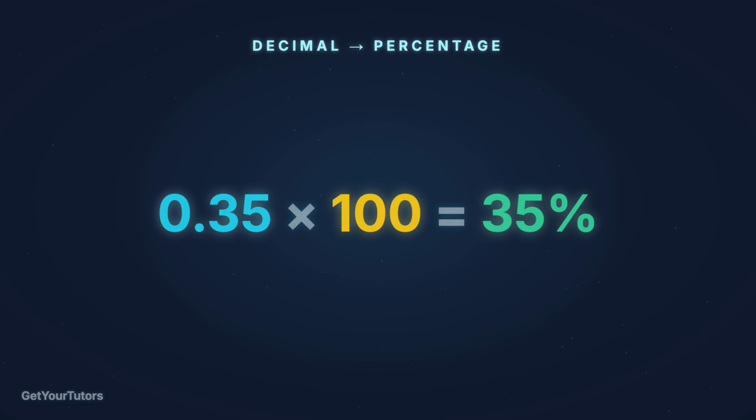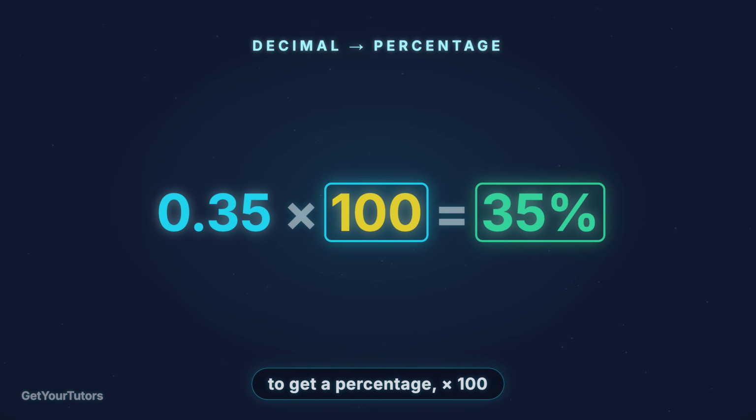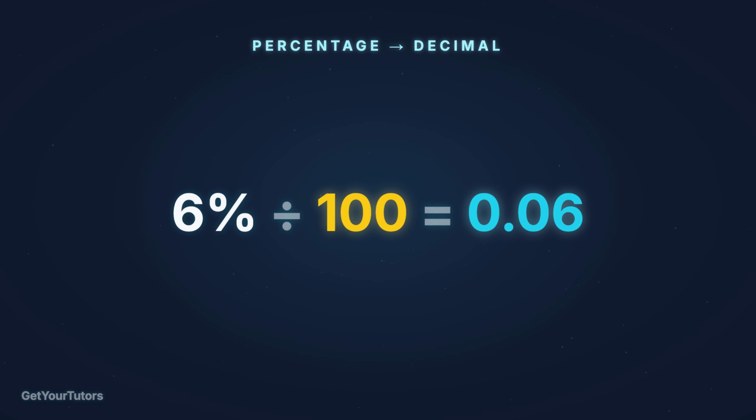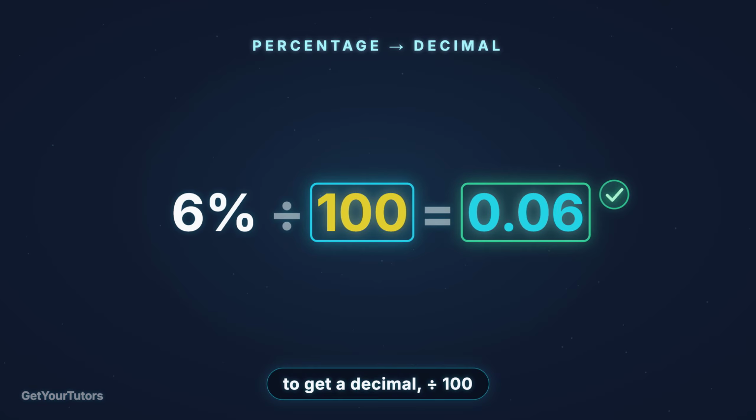To convert a decimal into a percentage, you simply multiply by 100. 0.35 becomes exactly 35%. To convert a percentage back into a decimal, just divide by 100. 6% transforms into 0.06.